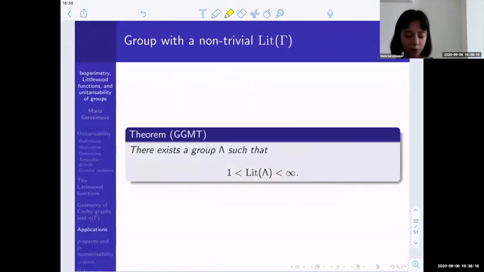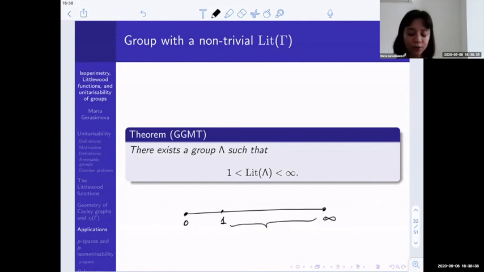Using small cancellation over hyperbolic groups, it was proven that we have such a group which has the Littlewood exponent between 1 and infinity. So if you recall my picture, we have something at 0, we have something at 1, we have something at infinity, and now we have something between 1 and infinity. Unfortunately, it is not very clear if it's really between 1 and 2 or between 2 and infinity, but at least it is some example which really shows that the Littlewood exponent of gamma is not trivial, so it does not belong only to the set like this.